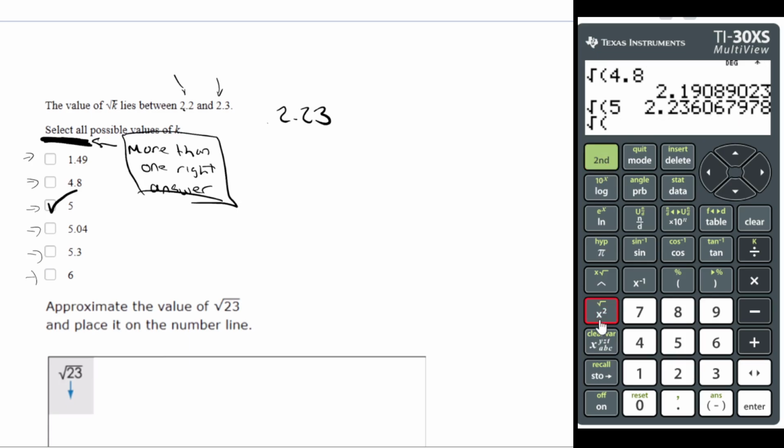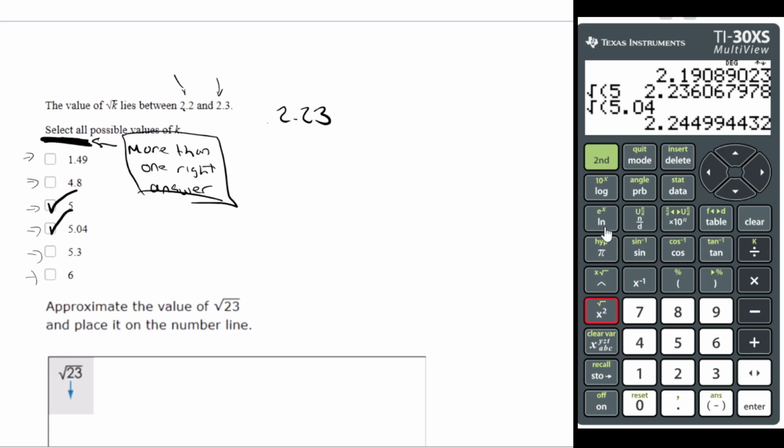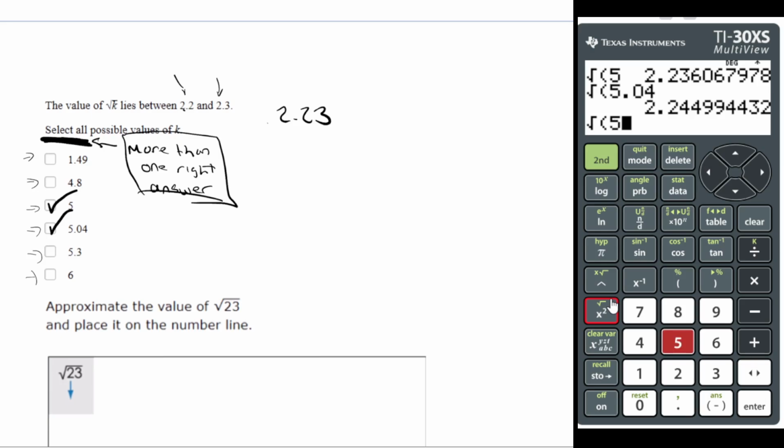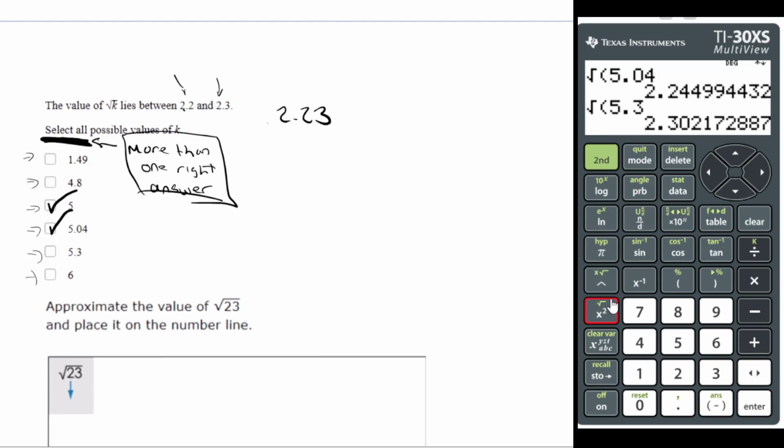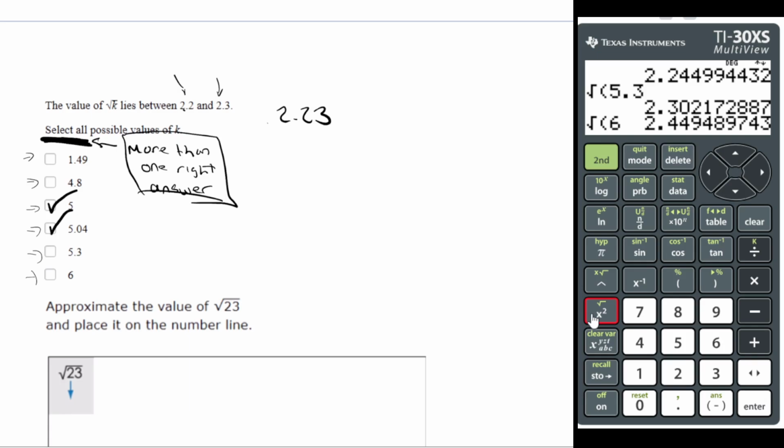The square root of 5.04. That's 2.24. That's still good. Check it. The square root of 5.3. That's 2.302. That is above 2.3. So you do not check it. And that means that the square root of 6 would also be too high. It is just these two answers.